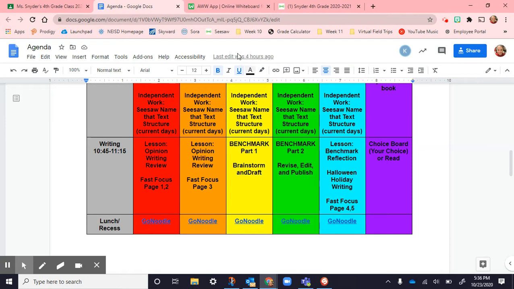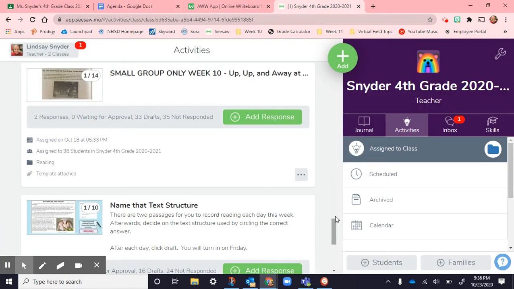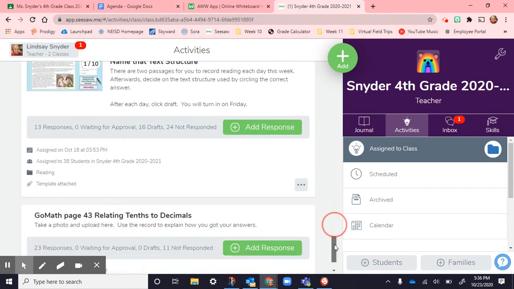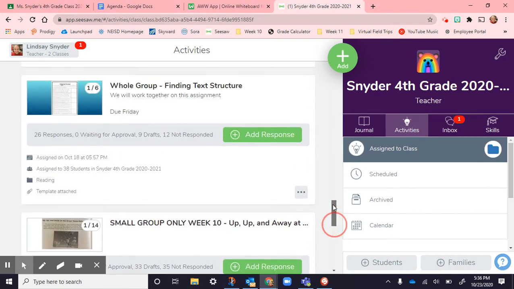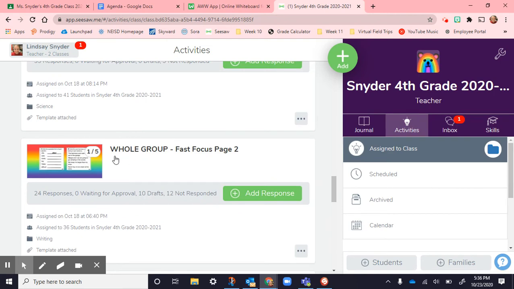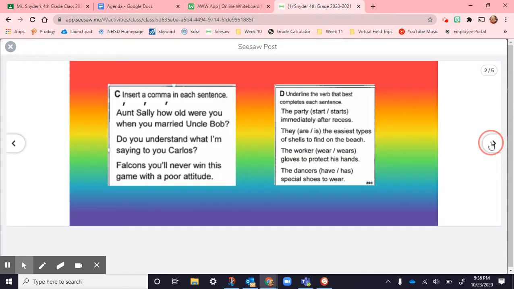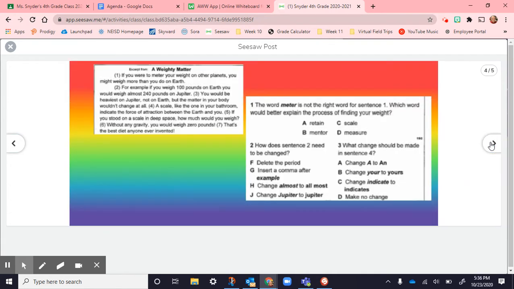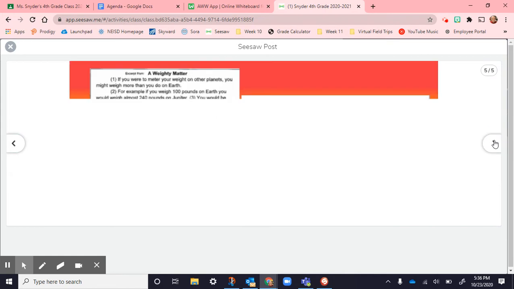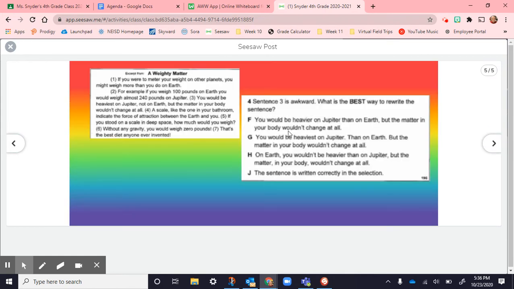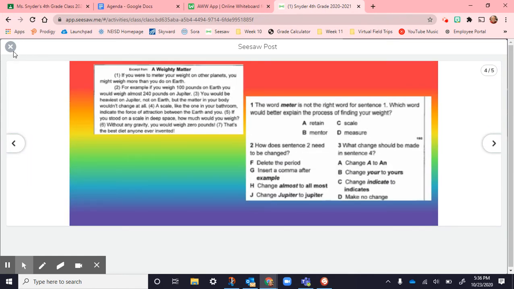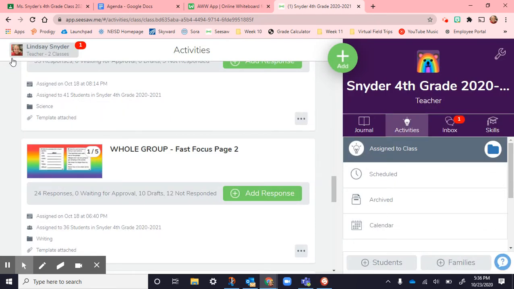And then the fast focus, we finished that up. So that was in Seesaw also. We were hanging out in Seesaw a lot this week. So go up, fast focus. We turned this in today. And so we looked at the last 2 pages. So we read A Weighty Matter, and then we had 3 questions here that we worked on, and this 4th one here. And so that needs to be finished and turned in today.